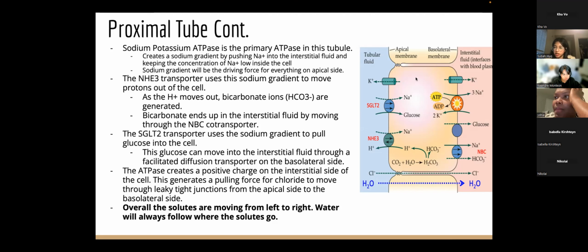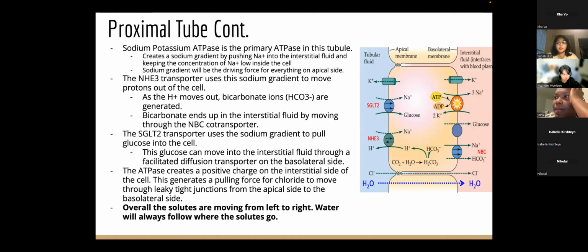So you can think of it like that. Basically, we'll start off with the sodium potassium pump, or ATPase. It's going to be using primary active transport to pump out 3 sodium ions and pump in 2 potassium ions. The major point here is that it's getting rid of the sodium ions, pushing them out of the cell into the interstitial fluid.